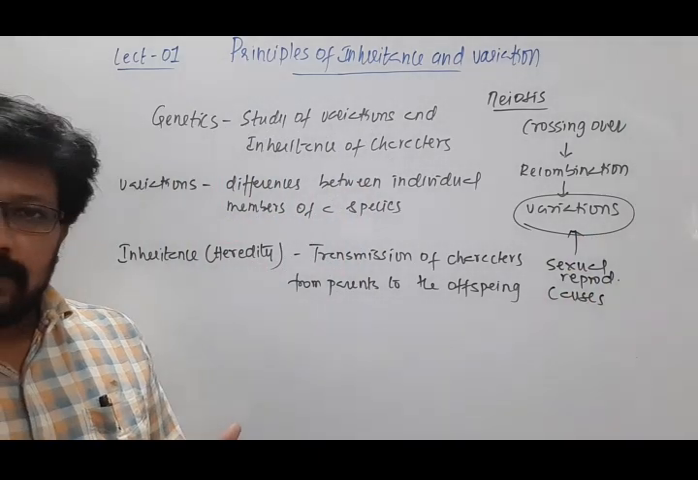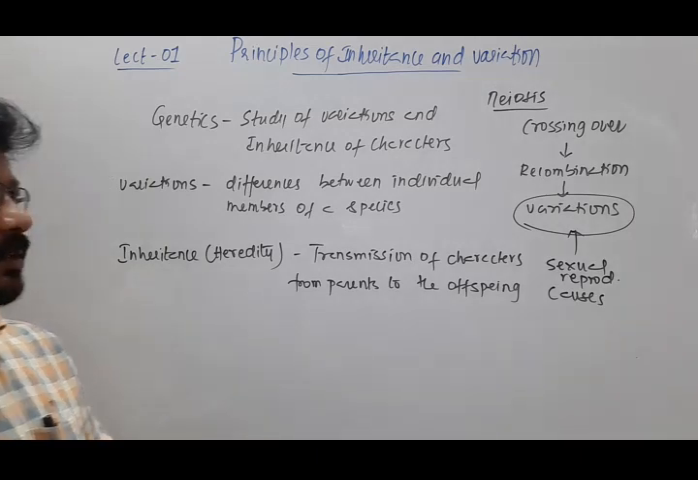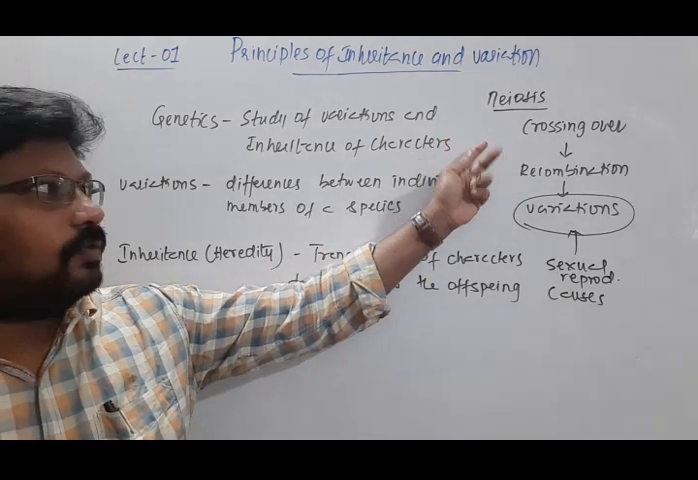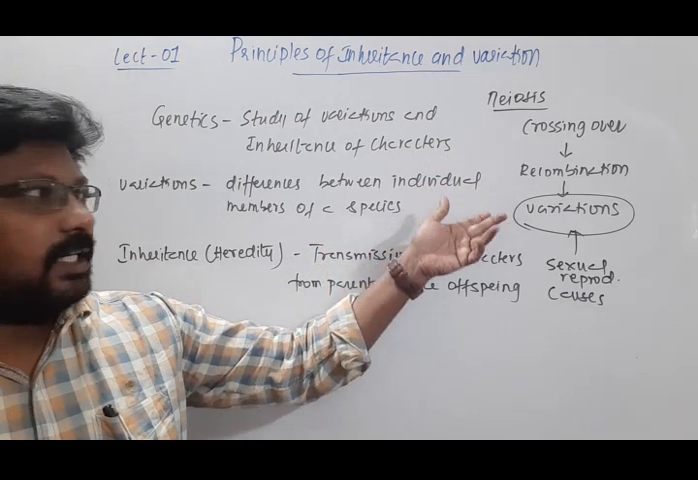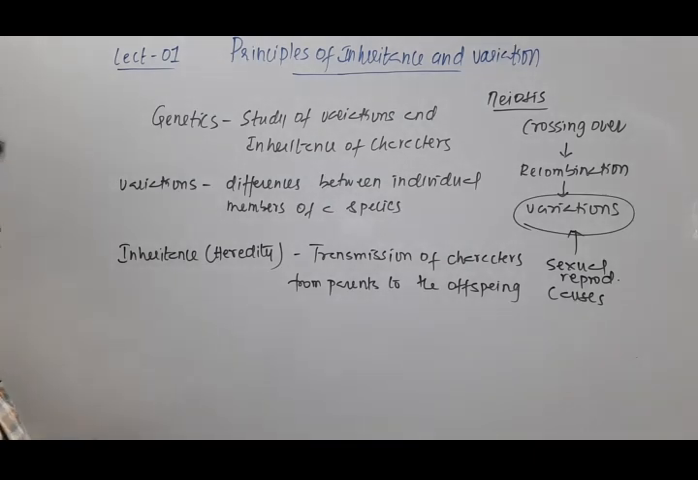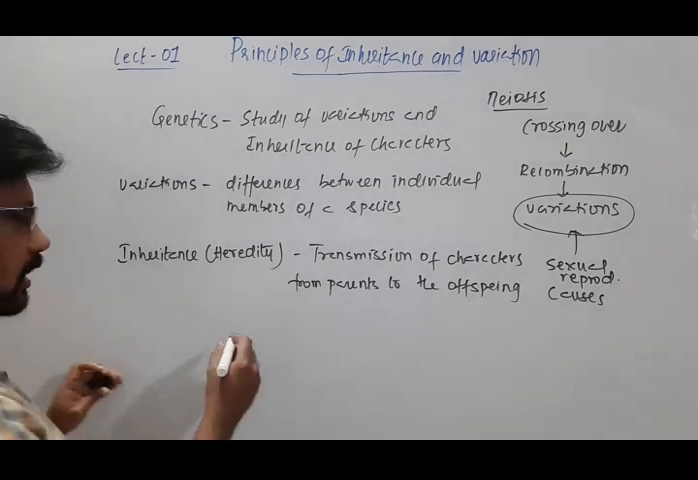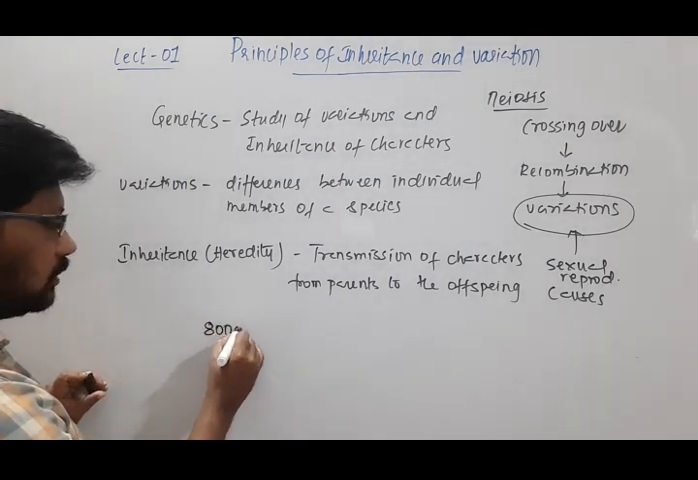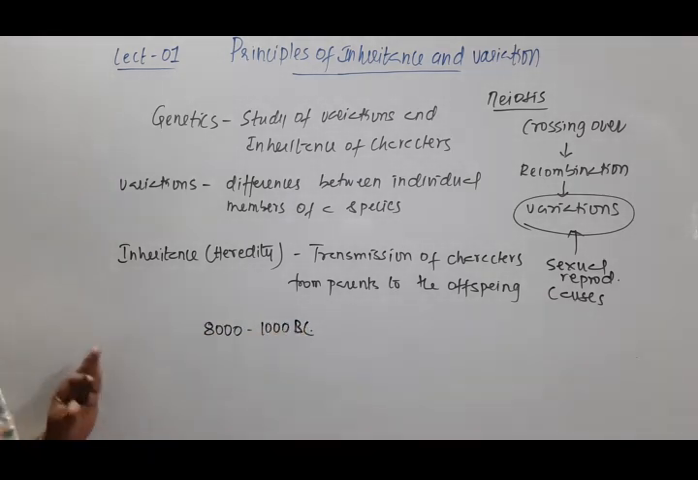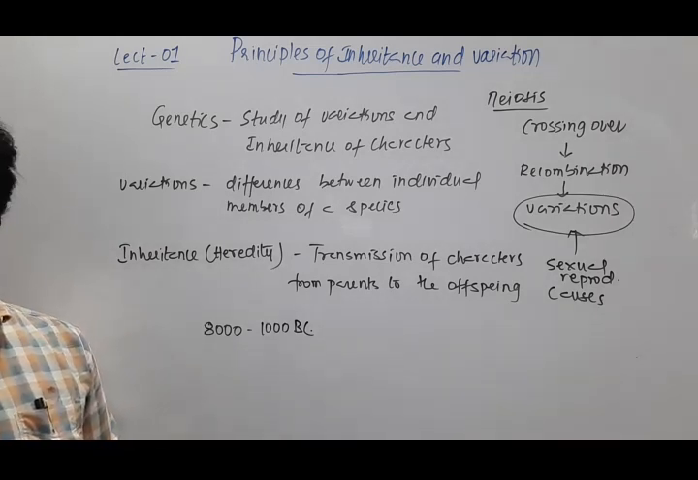We know in sexual reproduction, meiosis takes place during the formation of gametes. That's what I have mentioned here, and that will result in crossing over and recombination, which finally results in the production of variations. And humans knew that sexual reproduction is the reason for this from 8000 to 1000 BC. During those days we came to know, but we did not know the scientific reason behind it.